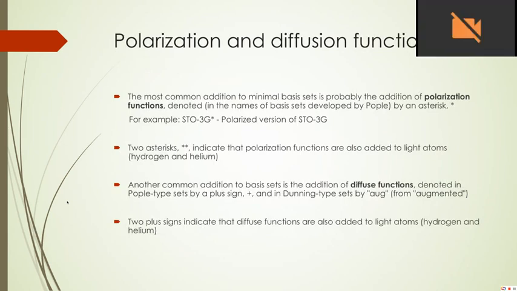So, polarization and diffuse functions. The most common addition to minimal basis sets is probably the addition of polarization functions. Polarization function is denoted in the name of basis sets developed by John Pople by an asterisk, a star. For example, STO-3G*, polarized STO-3G. This is polarization. Two asterisks, a double star, indicate that polarization functions are also added to light atoms like hydrogen and helium. Then another common addition to basis sets is the addition of diffuse functions. Diffuse function is denoted in Pople-type basis sets by a plus sign, a positive sign. This applies to John Pople-type basis sets, and Dunning-type basis sets use aug, from augmented. Two plus signs indicate that diffuse functions are also added to light atoms like hydrogen and helium. Next slide.